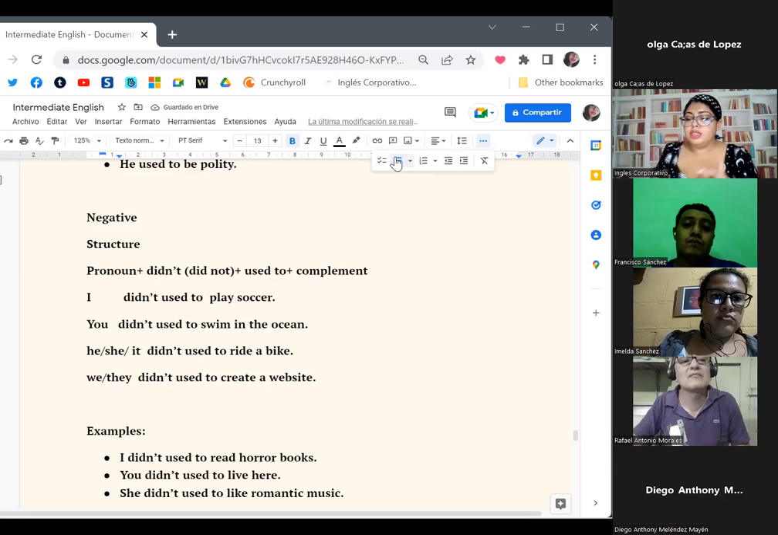So that's all for the structures. We have the affirmative and we have the negative. Now we are going to talk about questions because we are going to see the structure for the questions. And also we are going to answer some questions. Like I was saying, I have some questions that are using the structure. But in some cases, these questions are talking about the past. Maybe in some cases it's a long, long time ago.